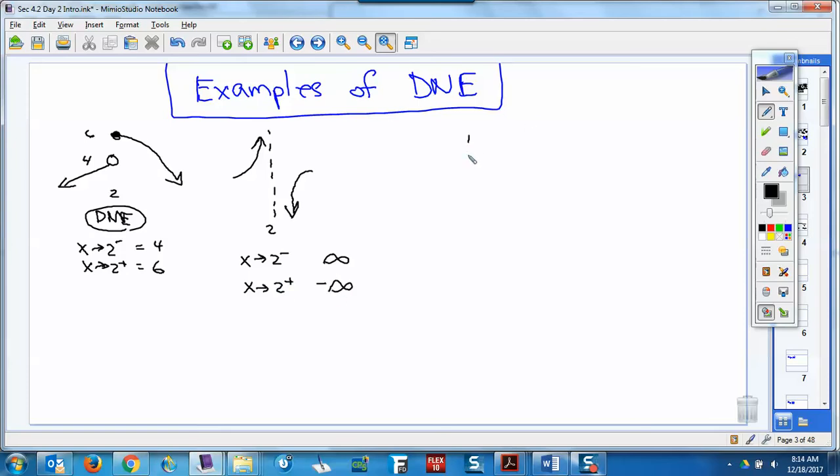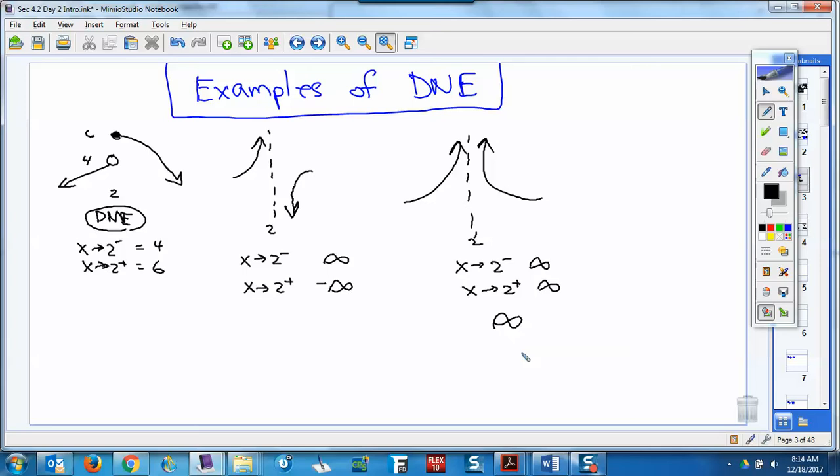Now you also might get a vertical asymptote that does this. On this one, you could say x approaches 2 from the left is infinity, and x approaches 2 from the right is also infinity, but I would probably accept it if you just said infinity. Does not exist, infinity. You check both, they're both going to infinity, we just say infinity. Again, the cars still don't meet, so it's still a does not exist.